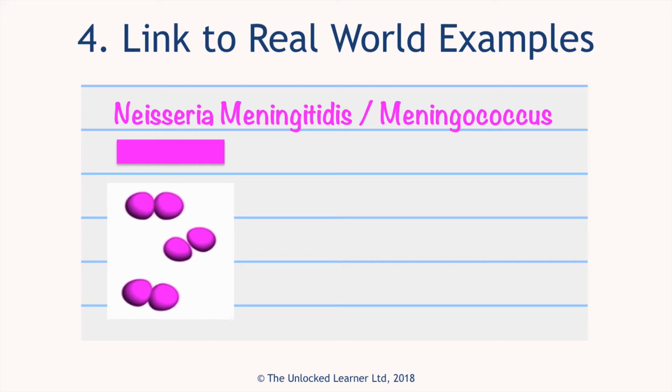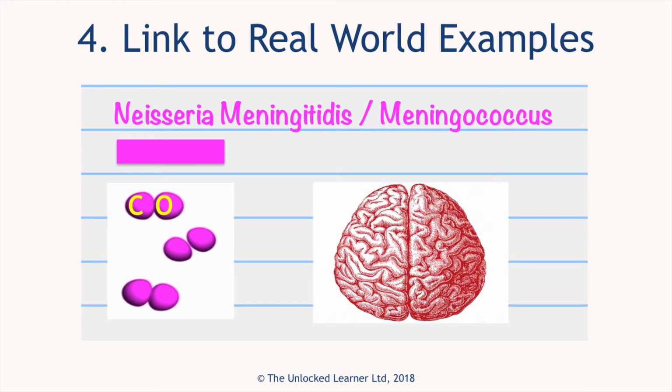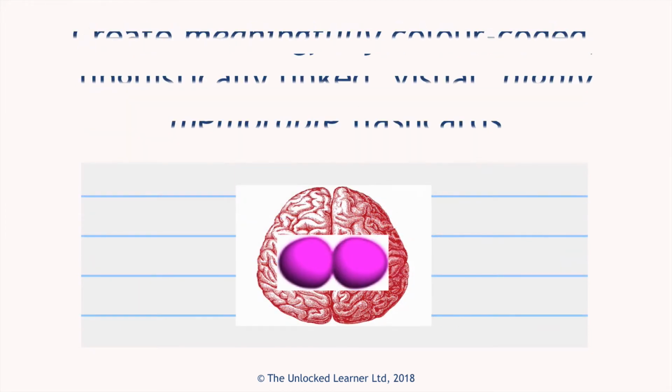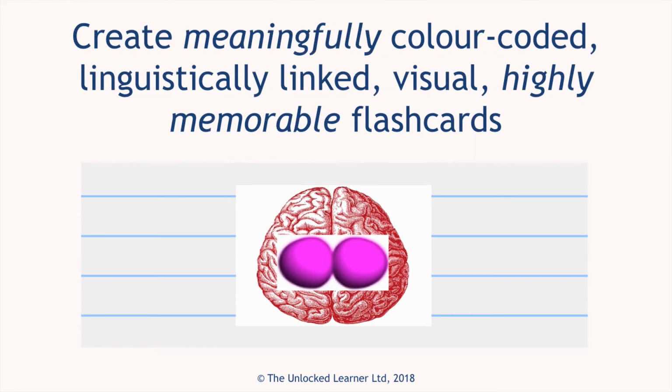To help remember that, we added another layer of linguistic linking by imprinting the letters C and O onto the image. Meningitis, which is caused by the meningococcus bacteria, affects the lining of the brain, so we overlaid the image of the bacteria on an image of the 2 hemispheres of the brain. Now we've created a flashcard that's meaningfully colour-coded using linguistically linked and visual mnemonic memorization prompts, and in doing so we've got rid of boring, text-based read-repeat rote learning. And we've achieved that in less than 5 minutes.